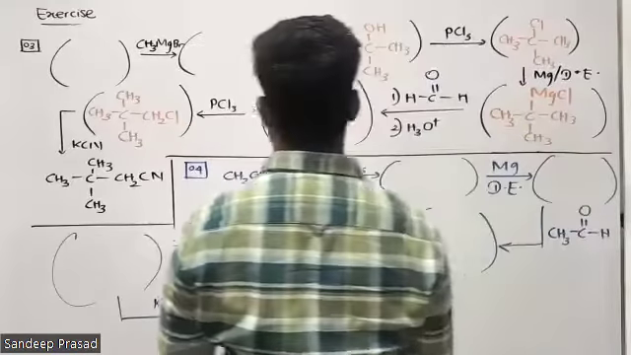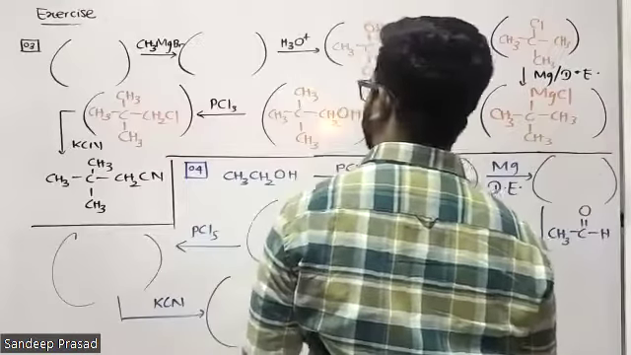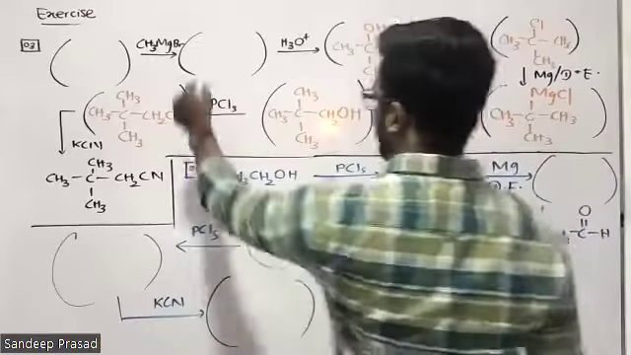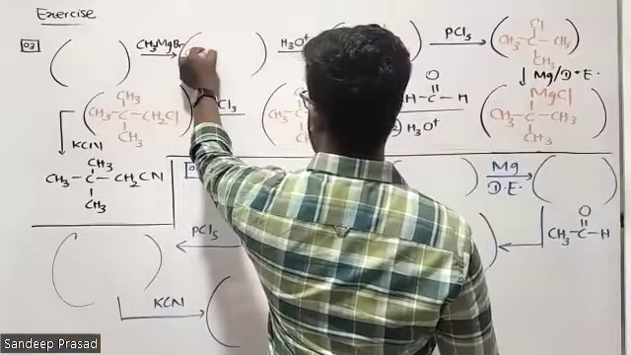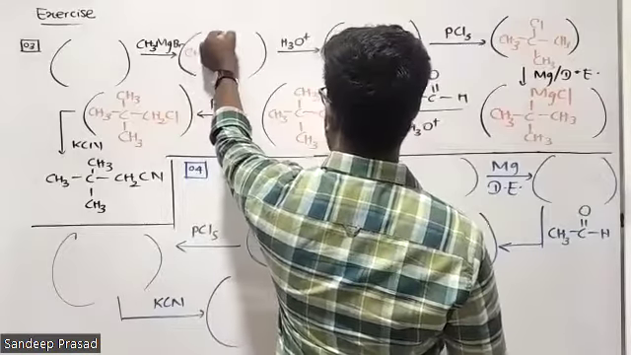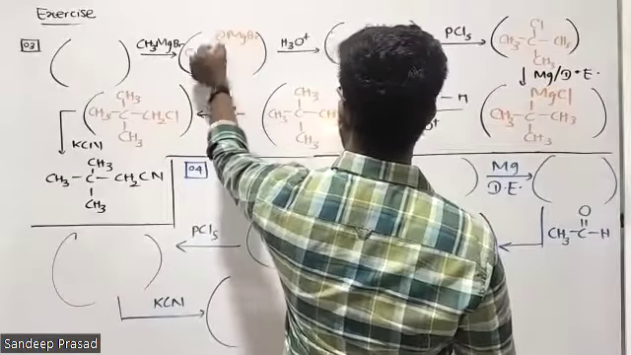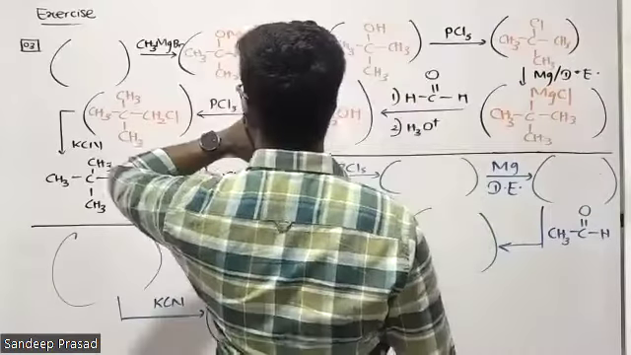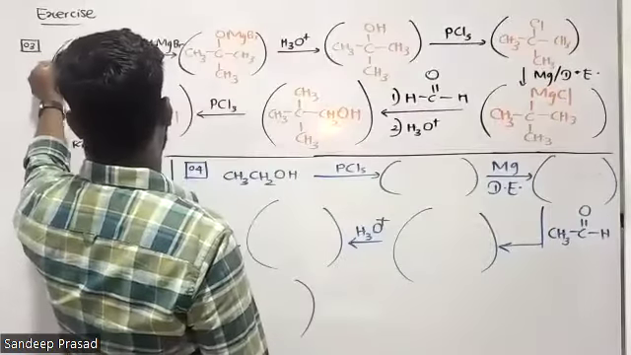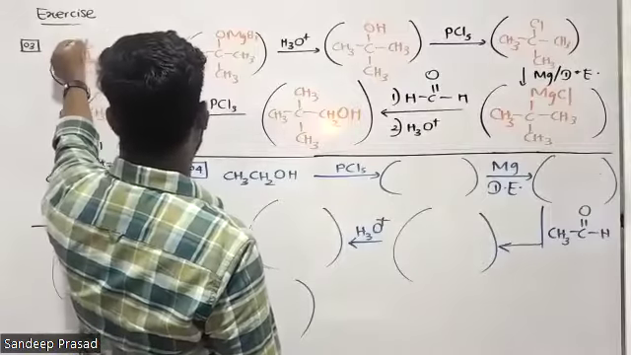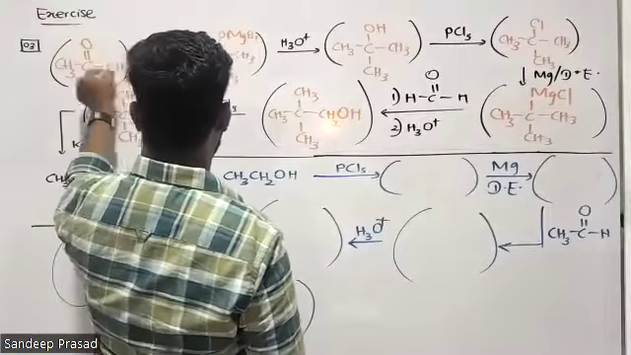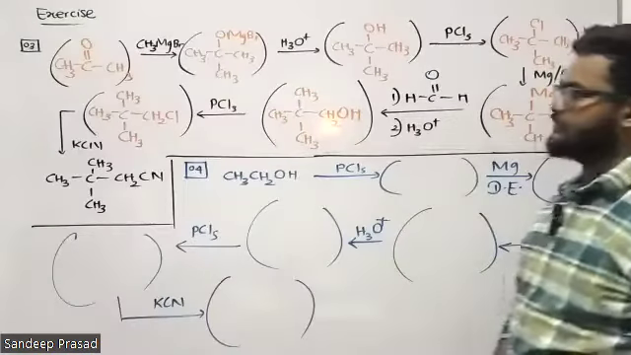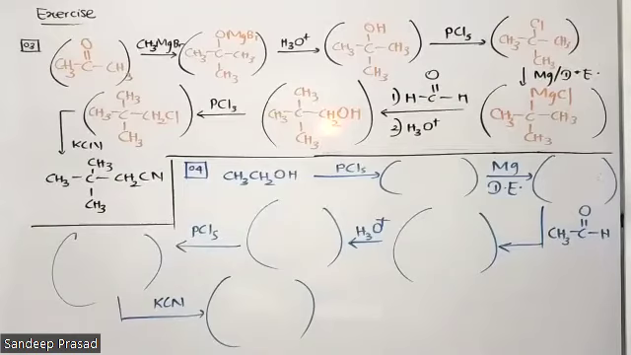Probably here they have CH3 OMgBr, CH3, CH3. Then this one should be probably CH3, C double bond O, CH3, acetone, 2-propanol, right? So this is the third one.